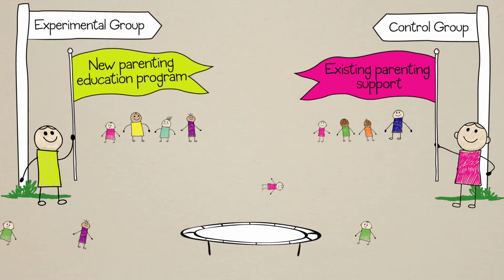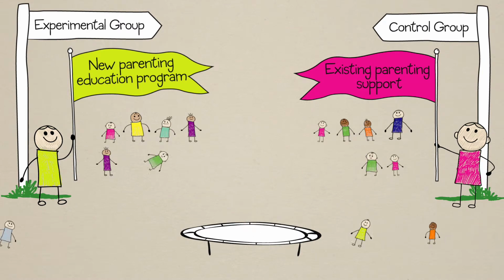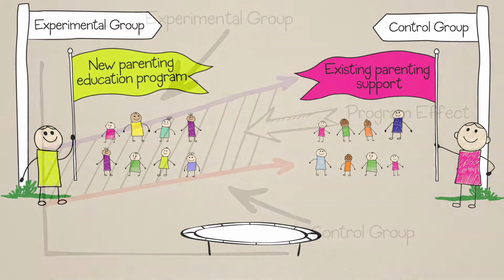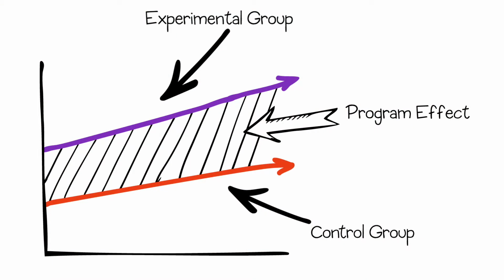RCTs are often regarded as the gold standard when it comes to conducting research in child welfare and other human service settings because they're very good at isolating the impact of our intervention from other possible explanations for outcome changes. Because the experimental and control groups look almost exactly the same after randomization, except that one group receives the new intervention and the other group does not, we can say with more confidence that any differences in the outcomes we're seeing between the two groups are in fact due to the new program and not due to something else.